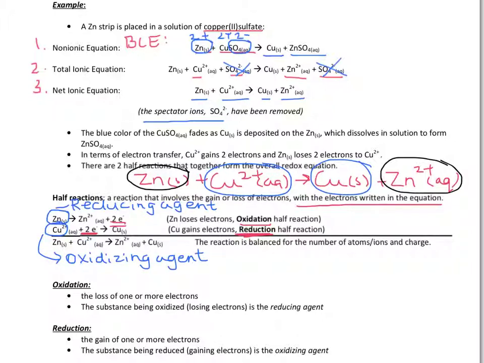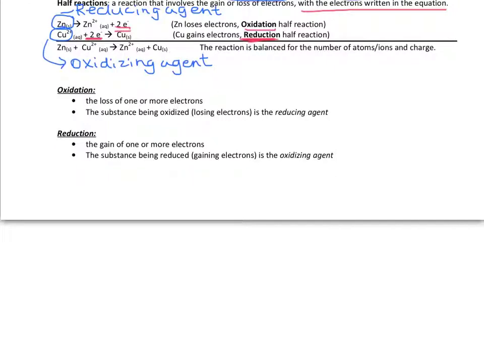Likewise, since zinc, Zn solid, is undergoing oxidation, it's forcing the other half reaction to undergo reduction. Therefore, it's the reducing agent. So to summarize, oxidation is when you lose one or more electrons. It is the substance being oxidized, so it is the reducing agent. Reduction is the gain in one or more electrons, so it is the oxidizing agent. These definitions are very important and will spill over to the remainder of the unit.